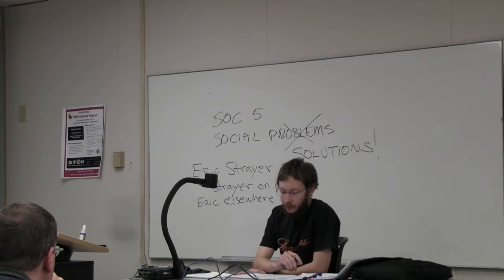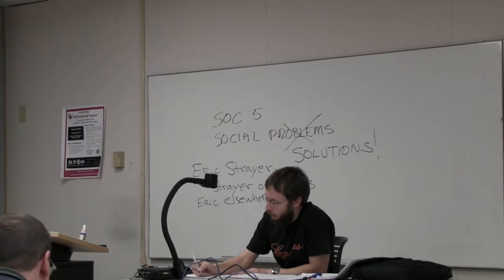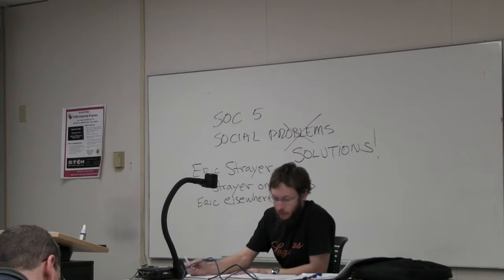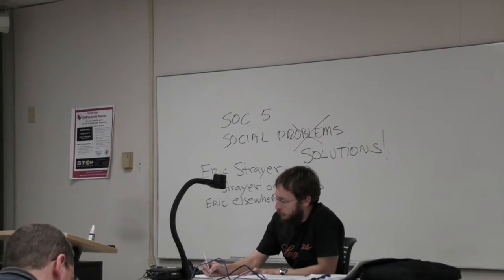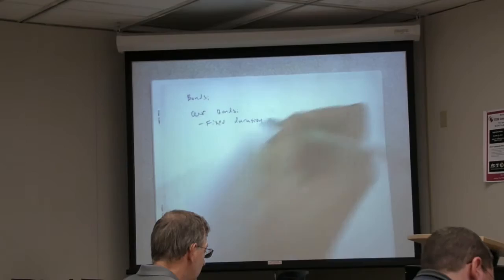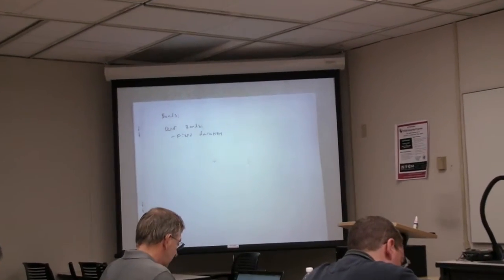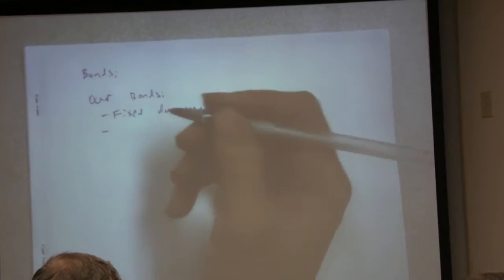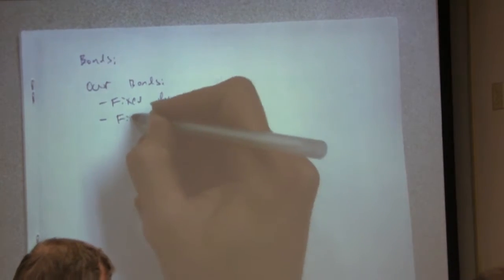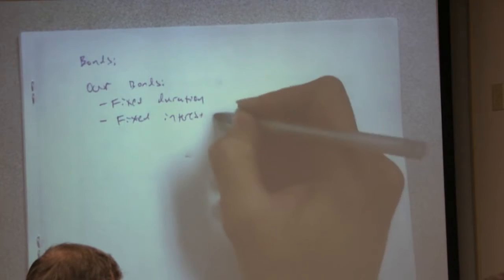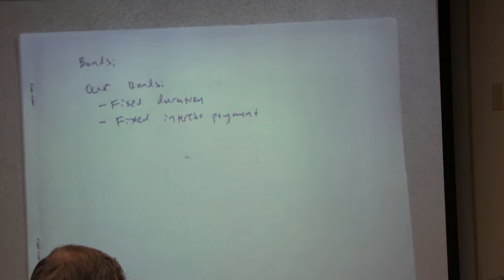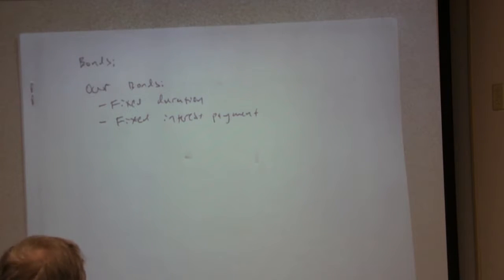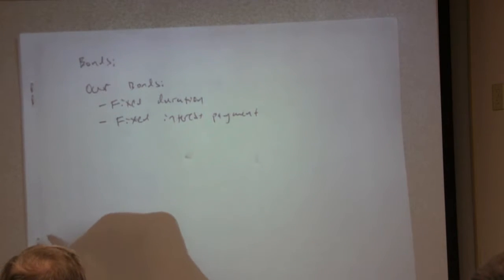But we're going to focus on the most basic types of bonds. Our bonds are going to have a fixed duration, so the company can't call them and repay them early. They're going to have a fixed interest payment. A lot of bonds don't have a fixed interest payment. It can vary depending on all kinds of different factors. Many of them are tied to something called LIBOR. LIBOR is the rate at which banks lend to each other. As the LIBOR fluctuates, it changes the interest rate on a lot of bonds. But ours, we're going to assume that they're fixed interest payments.